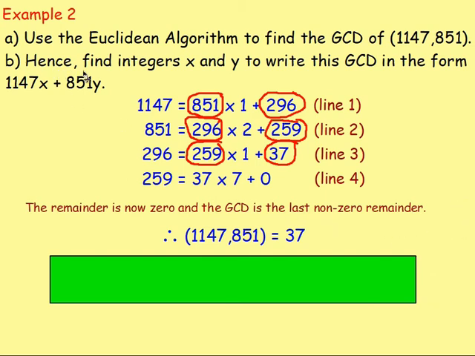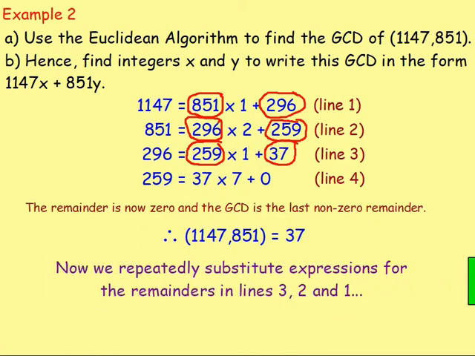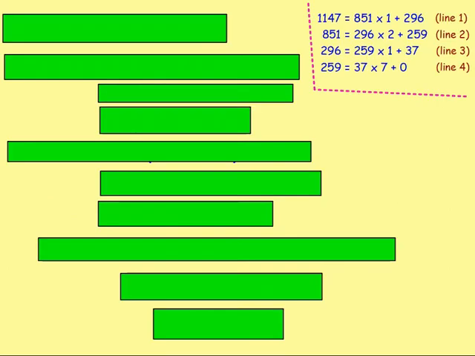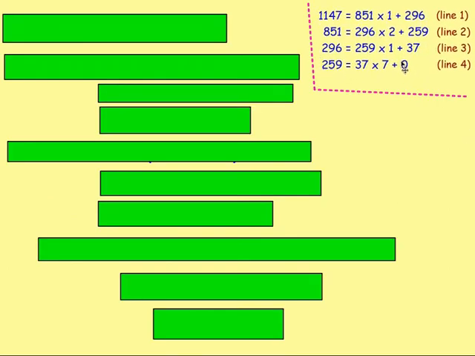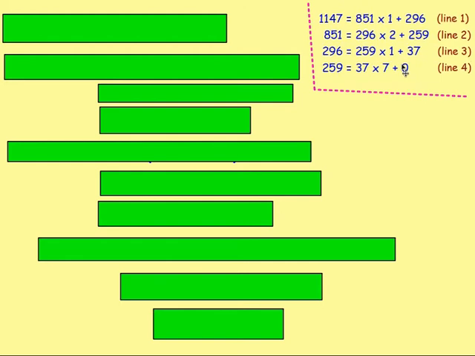For part B, what we now want to do is find integers x and y to write the greatest common divisor in the form 1147x plus 851y. And to do that, we repeatedly substitute expressions for the remainders in the lines 3, 2, and 1. So doing this over the page then, this is what we just had on the last page. This is the lines 1, 2, 3, and 4.